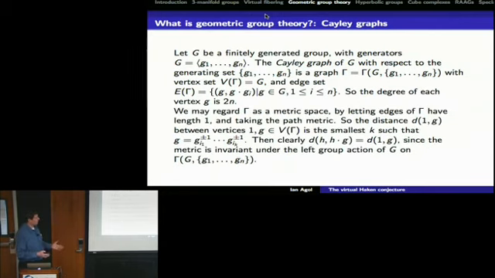And we can regard this as a metric space by letting the edges have length 1 and then taking the path metric. So the distance between, for example, 1 and g will be the smallest product of generators or their inverses that gives us g. And the invariance under the left action: if we multiply on the left by h, that takes edges to edges, because edges are multiplying on the right. So we can measure the distance of any element to the identity, and then we can measure the distance between any pair of elements. So the metric is invariant under left multiplication by the group. Okay, that's the Cayley graph.